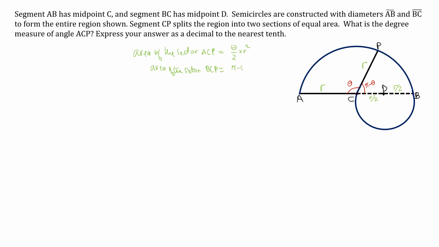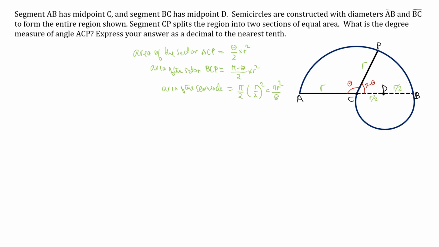equals pi minus theta out of 2 times r square, and area of the semicircle equals pi, it is half the area of the circle, so I have to do pi out of 2 times r out of 2 whole square, and that gives me pi r square times 8.